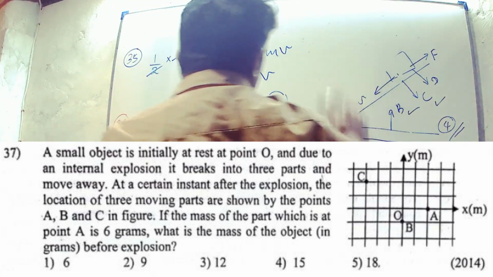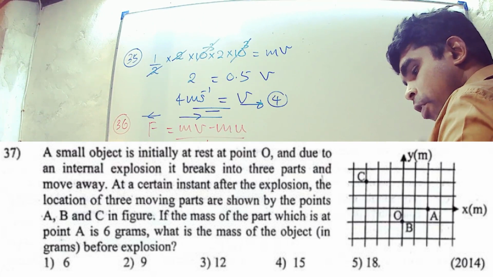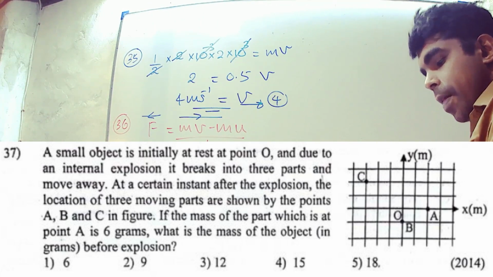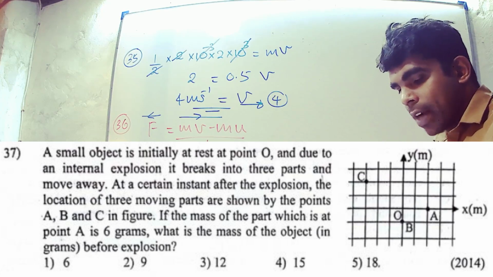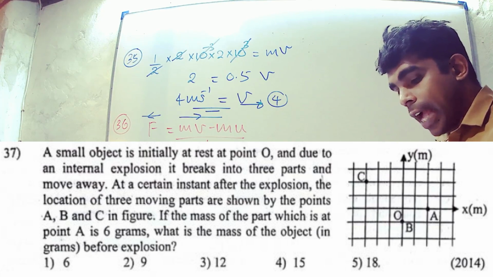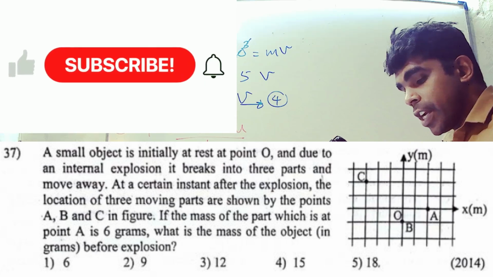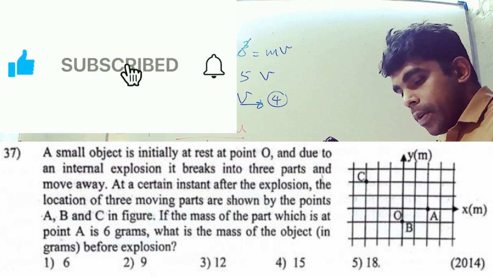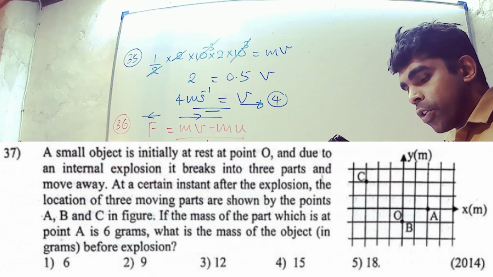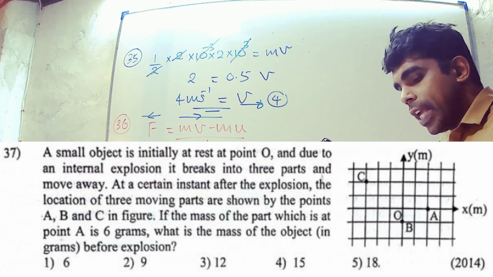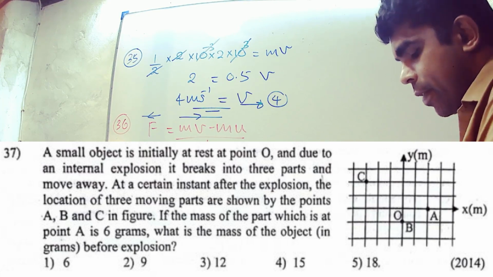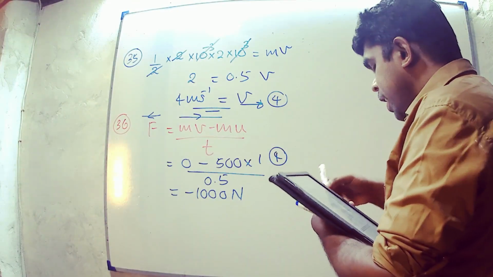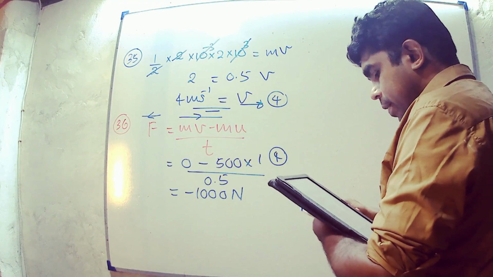Then question number 37. A small object is initially at rest at point O, and due to an internal explosion, it breaks into 3 parts and moves away at constant velocity. At a certain instant after the explosion, the locations of the 3 moving parts are shown by the points A, B and C in the figure. If the mass of the part at point A is 6 grams, what is the mass of the object in grams before the explosion? Initially it is at point O.